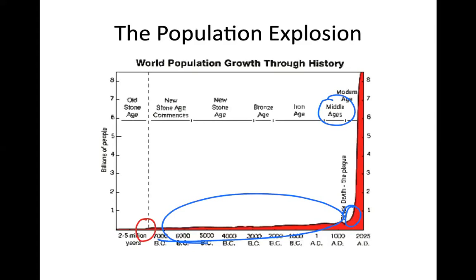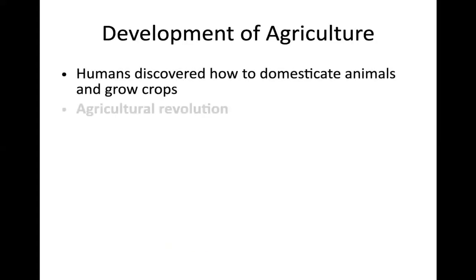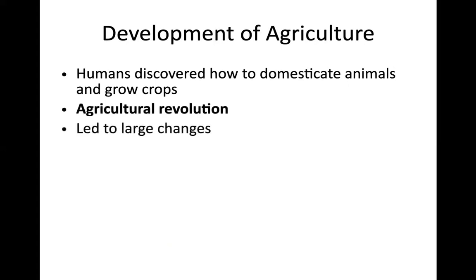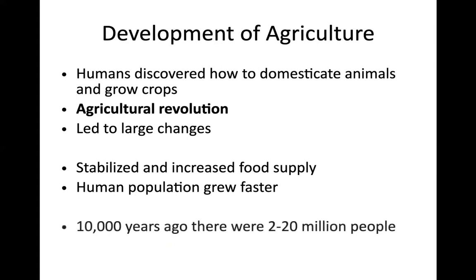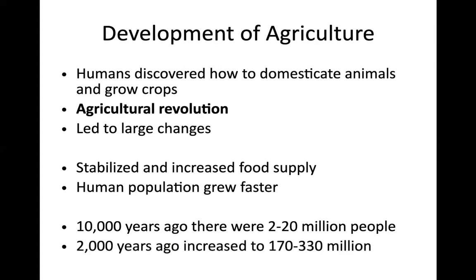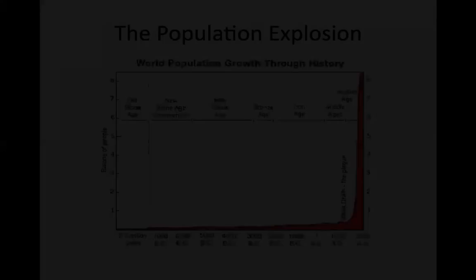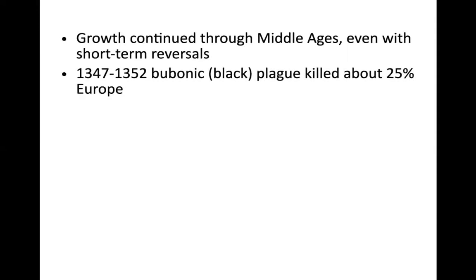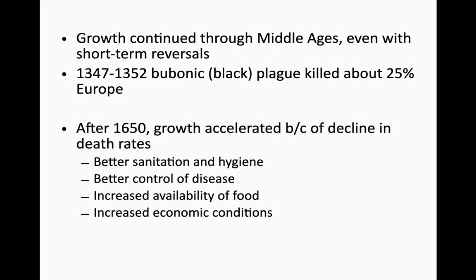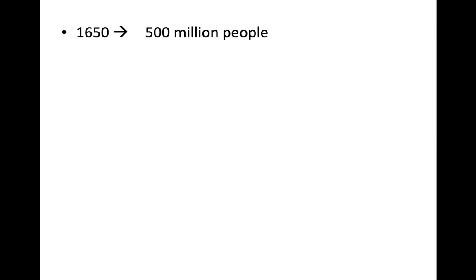So let's just go back and look at what we had before the populations. If my slides want to work. Right, so 10,000 years ago, we have 2 to 20 million people. 2,000 years ago, 170 to 300 million. We can just make that in the middle, at about 250 million. That's 2,000 years ago. And then we go to 1650, which would be, let's just say, about 500 years ago. It's twice that. So we're basically doubling every few hundred years. Okay, so 1650, 500 million people.